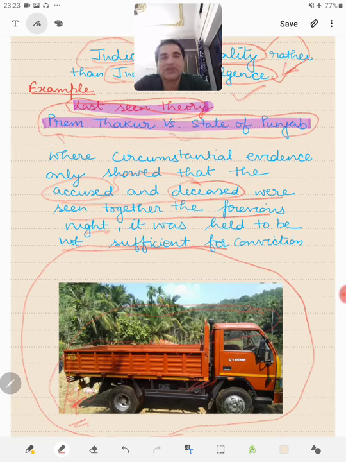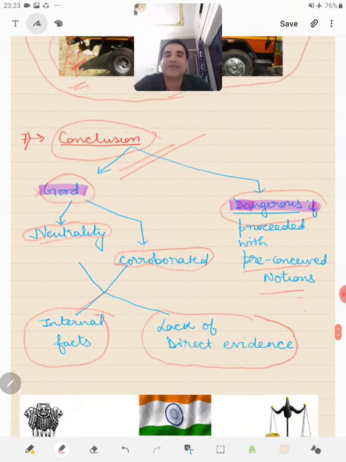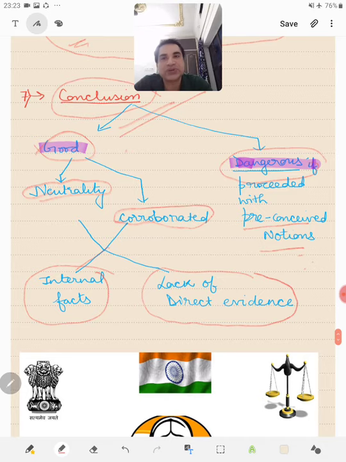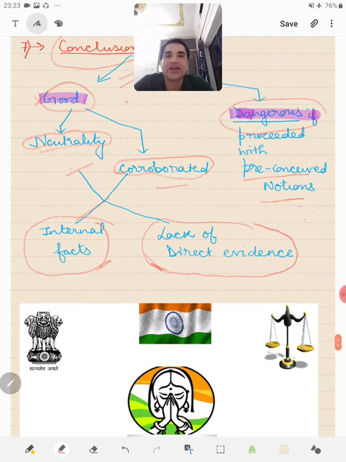In Prem Thakur versus State of Punjab, the last seen theory was not found sufficient to link the accused with the deceased. Then we have concluded that it is good and an important evidence, provided it is done neutrally and corroborated with independent facts, in order to prove the internal facts and also those circumstances where there is lack of direct evidence. However, it is dangerous if it is proceeded with preconceived notions.